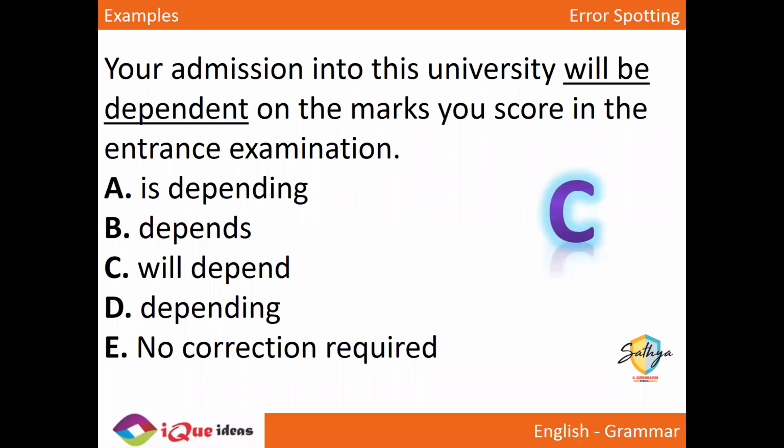Hope everybody got this. Right? Depends is not wrong, but the word depends is normally used for an event which occurs again and again. But if it is a one-time occurrence of an event, instead of using the simple present form, the will form is a better thing to use. So instead of saying your admission into this university depends on the marks you score, it's better to say your admission into this university will depend on the marks you score, because it's only once that you're going to take admission into a university. So will depend is a better way of writing it. Hope everybody got this one.